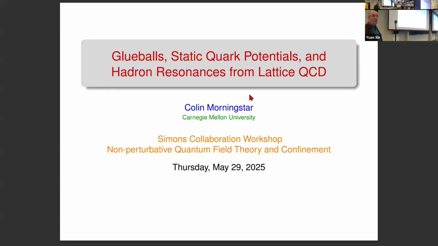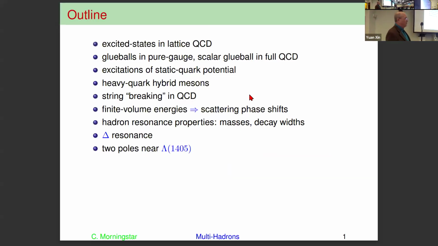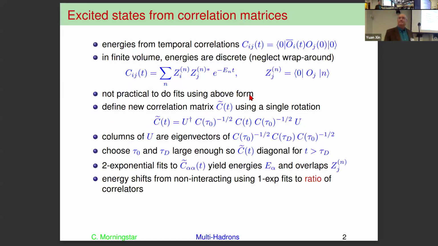So I'll be showing you some old results and some new results. Basically some results we've had on glueballs and the static quark potential, and some recent work on hadron resonances. In particular, I'm very excited about our Delta and N-pi results. Here's an outline of my talk, which is basically what I just said.